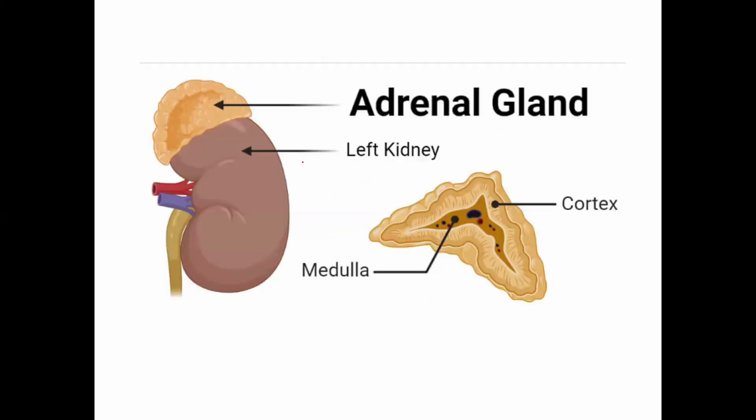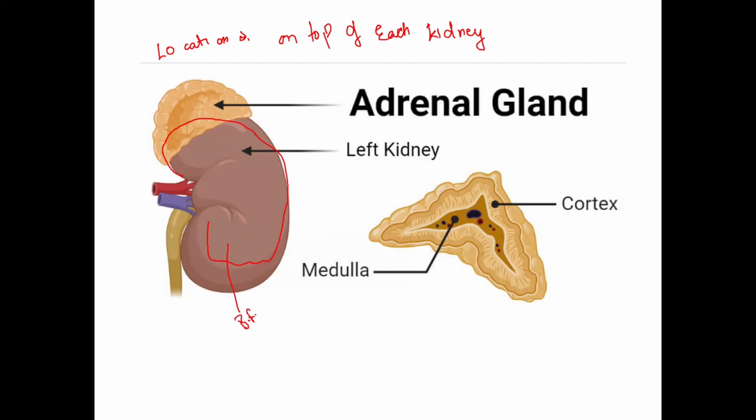Coming to the next gland, the adrenal gland. Its location, as you see in the picture, is on top of each kidney, right? This is kidney bean shaped. The kidney helps in blood filtration. We know this pyramidal structure gland is called the adrenal gland. We have one pair of adrenal glands.